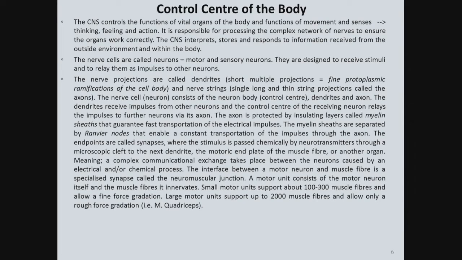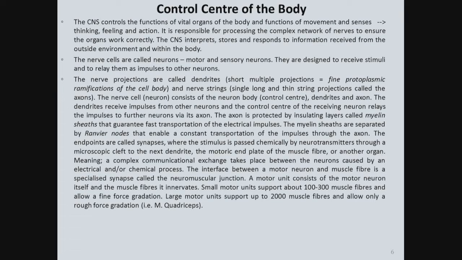The endpoints are called synapses, where the stimulus is passed chemically by neurotransmitters through a microscopic cleft to the next dendrite, the motoric end plate of the muscle fiber, or another organ, meaning a complex communicational exchange takes place between the neurons caused by an electrical and/or chemical process.